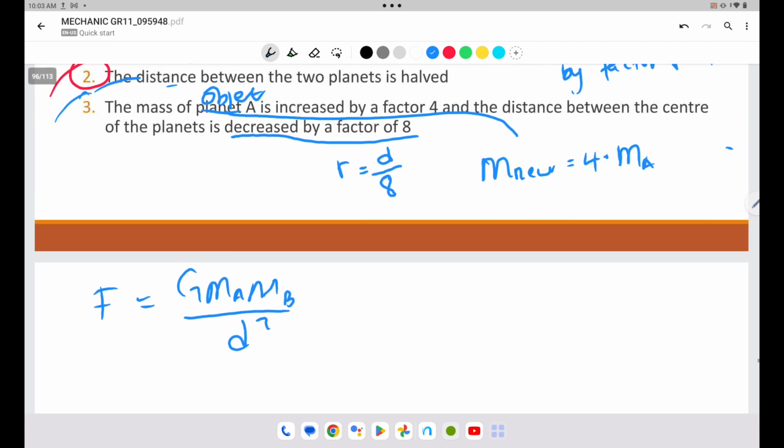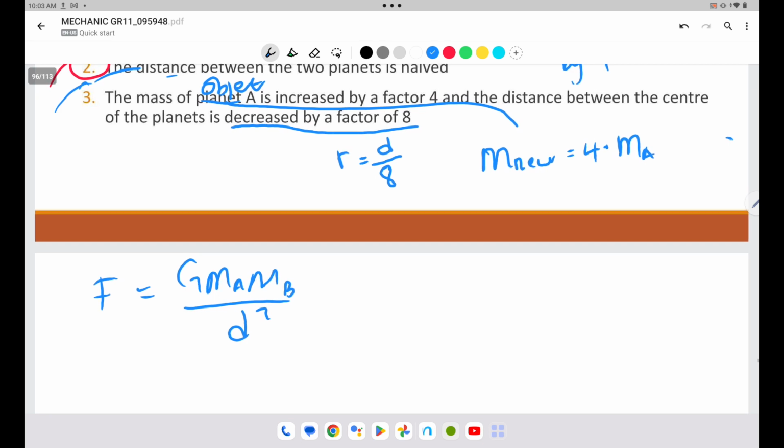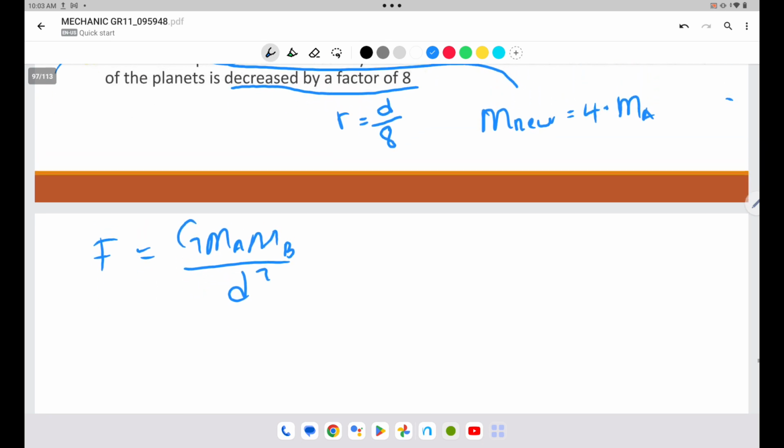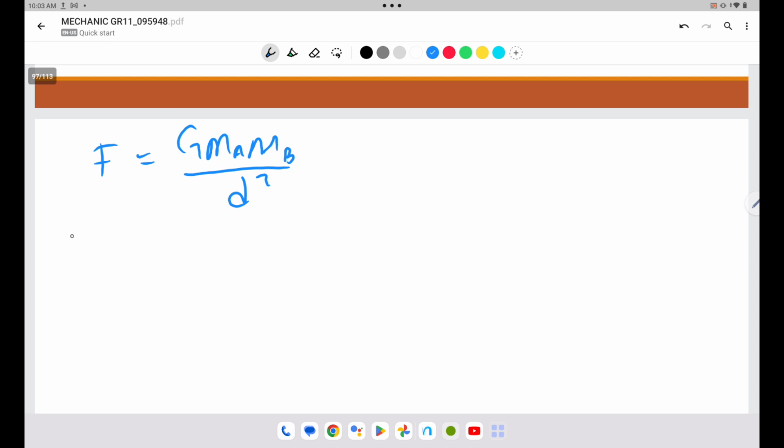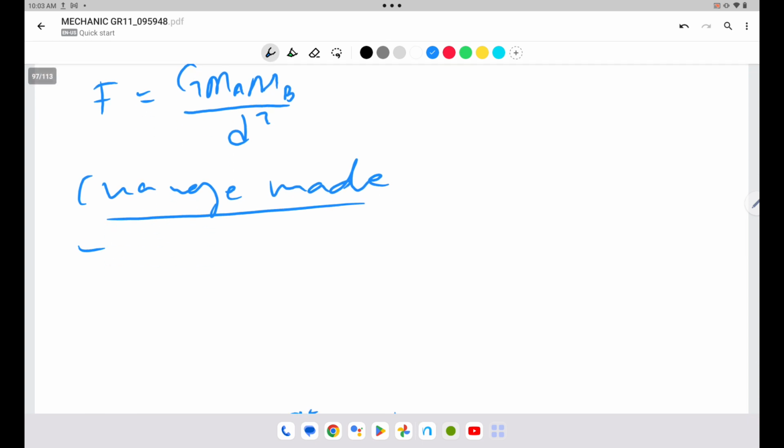So we go back to our equation. F equals G M A M B divided by d squared. This was before there was an increase in mass and a decrease in the distance. So now the two changes were made. I'm not going to rewrite the changes. So we're going to have a new force because the distance and the product of the masses affect the force.